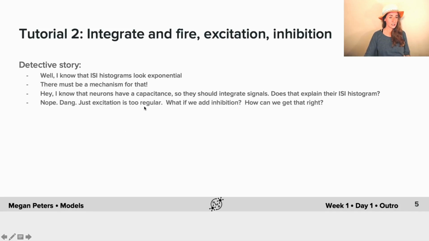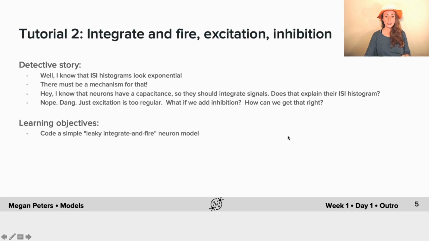It wasn't just excitation. It couldn't just be capacitance. We also needed to add inhibition, and we needed to add inhibition in a very specific way in order to get it to be balanced and produce that exponential spiking rate pattern. So to remind you of our learning objectives, what we did through this kind of detective process was we coded the simple leaky integrate and fire model of a neuron.